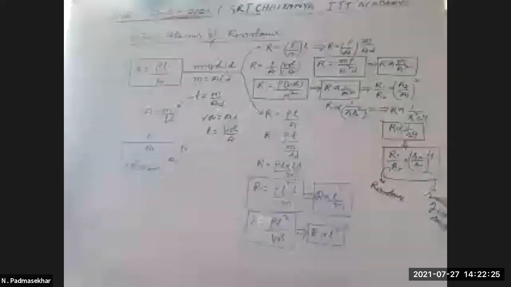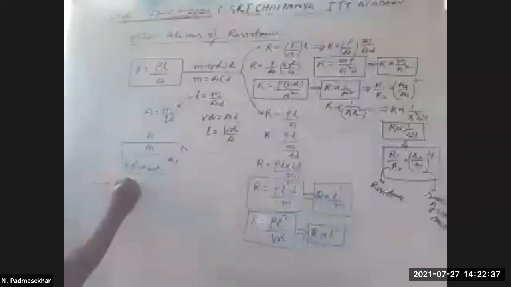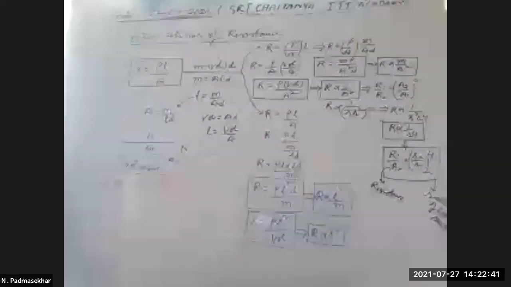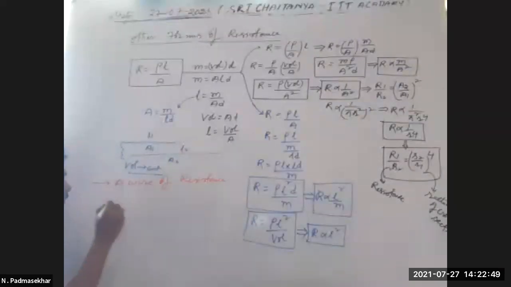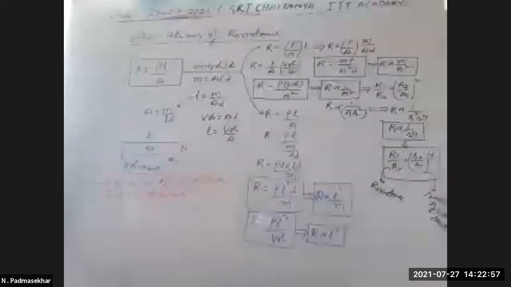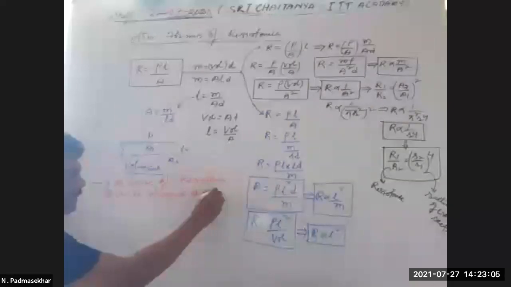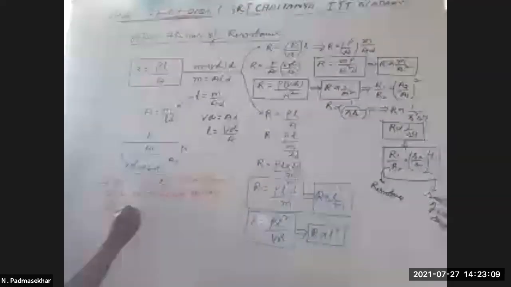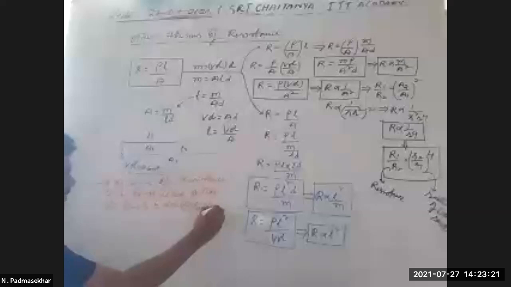If the wire is stretched like this, a wire of resistance 2 ohms is stretched so that its length is doubled. Then the new resistance is?